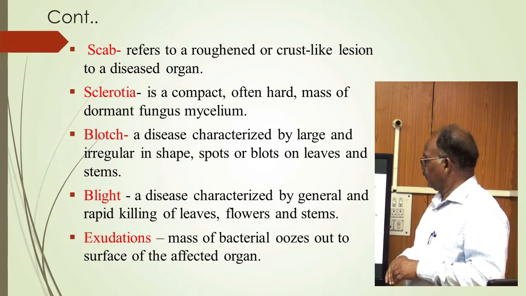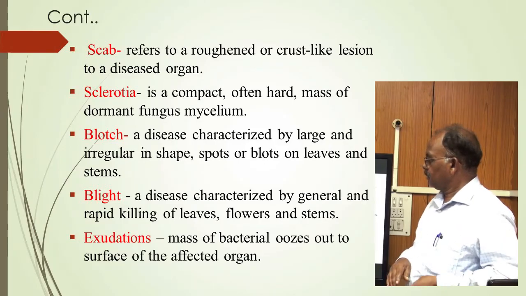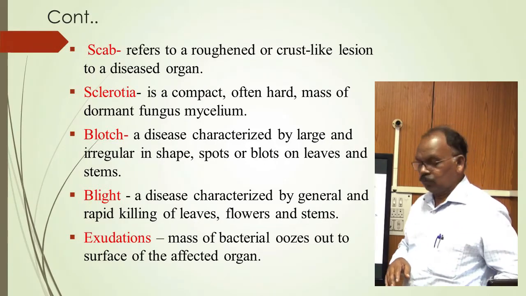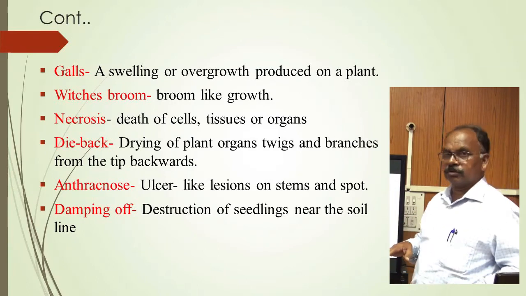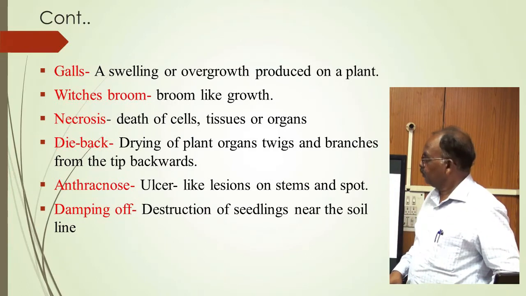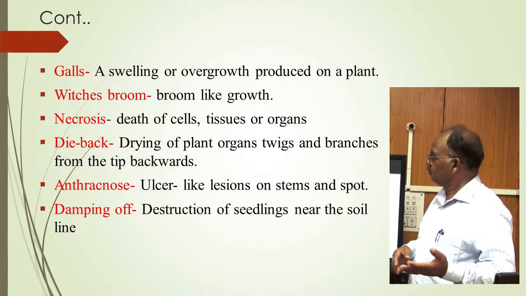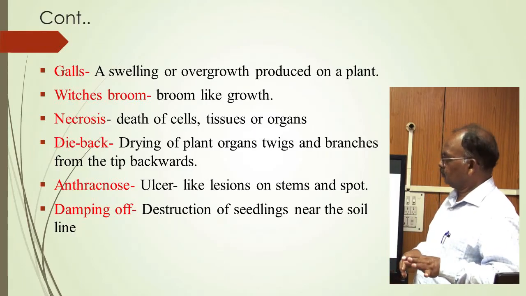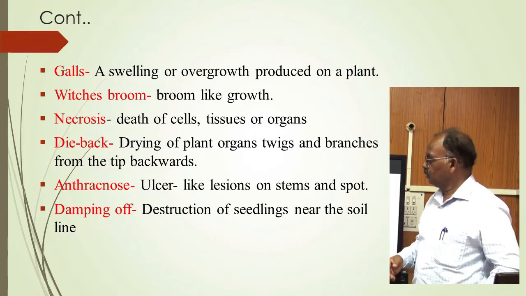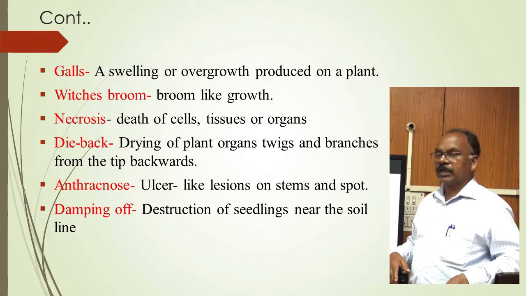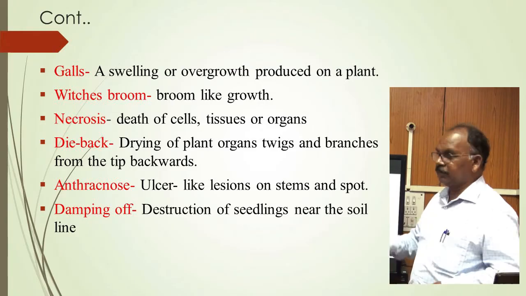Blight means rapid killing of the leaves. Exudation, a mass of bacterial ooze. Galls means a swelling or overgrowth produced on the plants. Witches' broom means broom-like growth. Necrosis means death of the cells or tissues. Dieback means dying of the plant organs from the tip downwards.